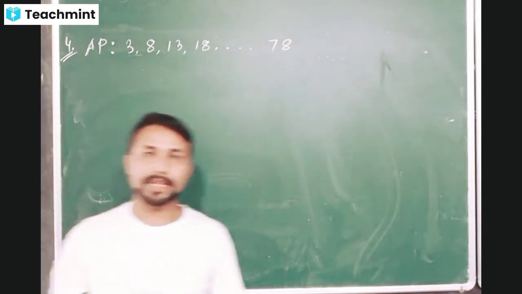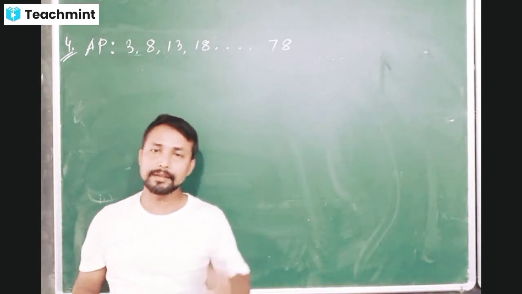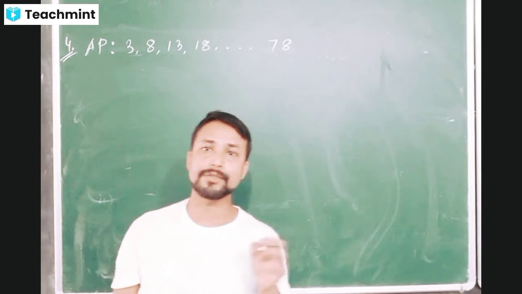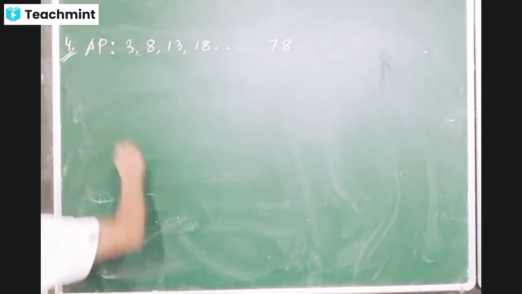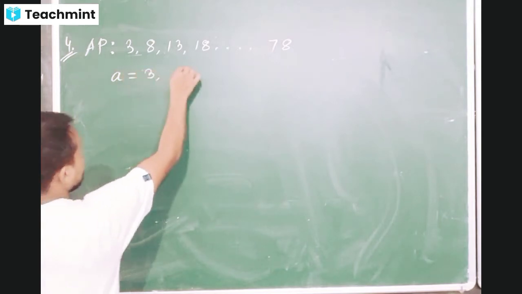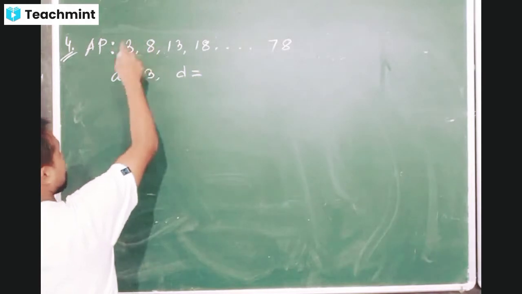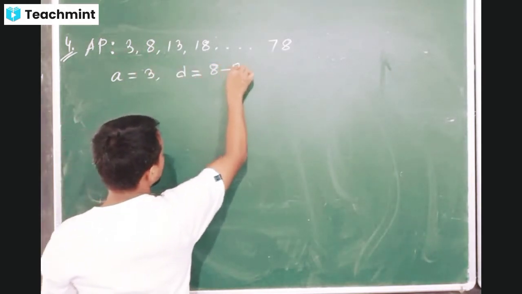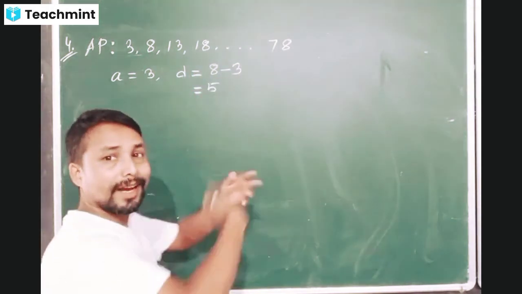So here the AP is given: 3, 8, 13, 18, and so on up to 78. Which term is 70? We have to find out. Here a equals 3, and the difference is found by subtracting the first term from the second term: 8 minus 3, the difference will be 5.